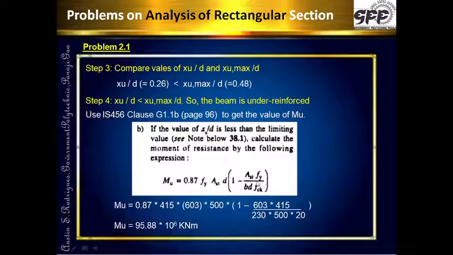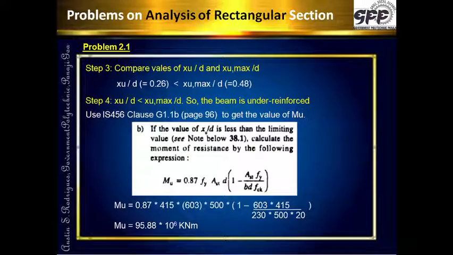Fy, the grade of steel, is 415. B, the width of the beam, is 230. The effective depth is 500, that is 500 mm. Fck, the characteristic strength of concrete, is 20. Having got this, we have this expression over here with all the values. When we solve it, we get the value of ultimate bending moment which it can resist as 95.88 into 10 raised to 6 Newton mm.